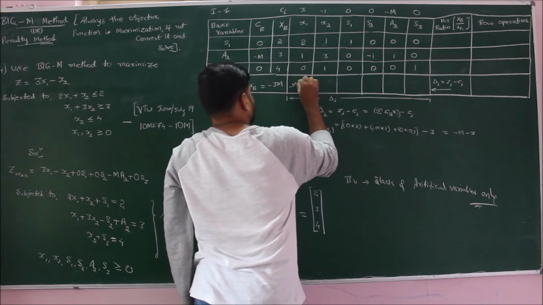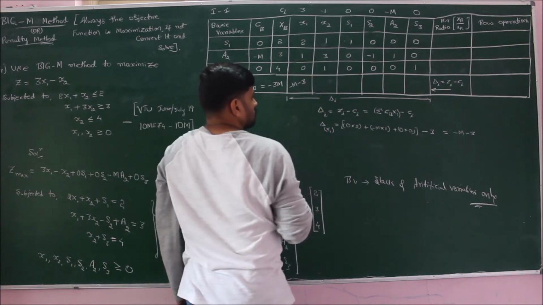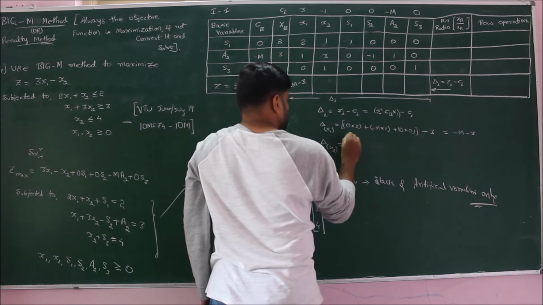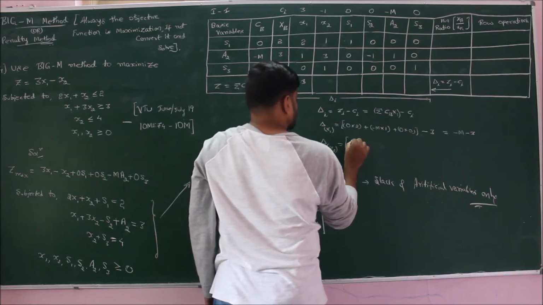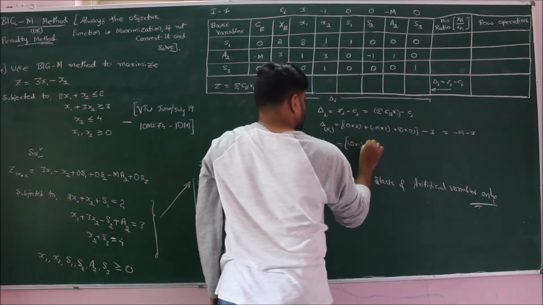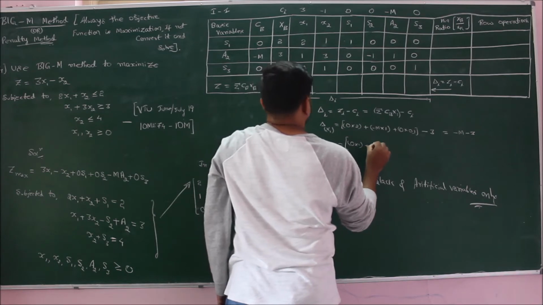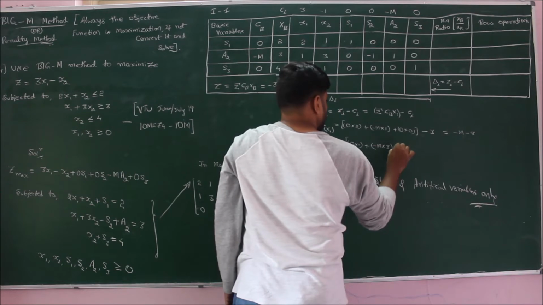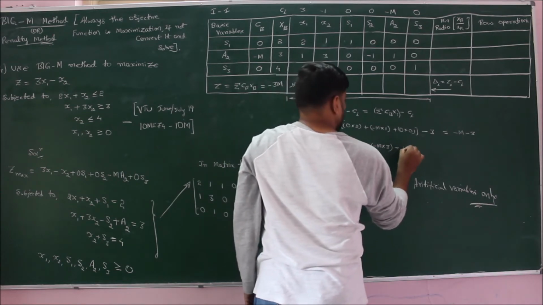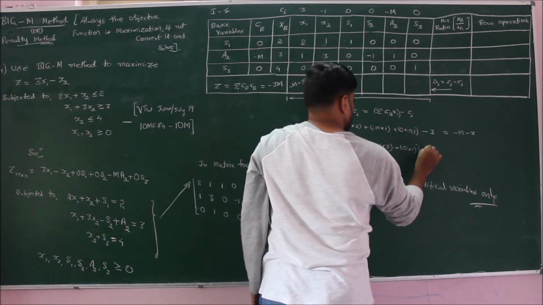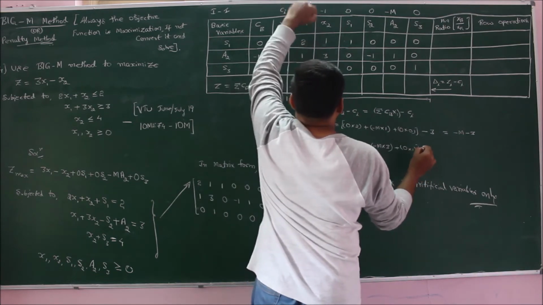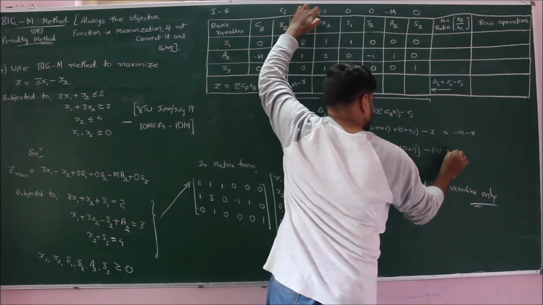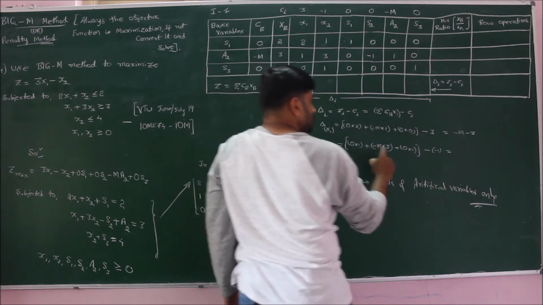Minus m minus 3. Similarly, if I do for x2, I will get the value as 0 into 1 plus minus m into 3 plus 0 into 1 minus Ci of x2, which is minus 1. So if I solve, I will get minus 3m plus 1.